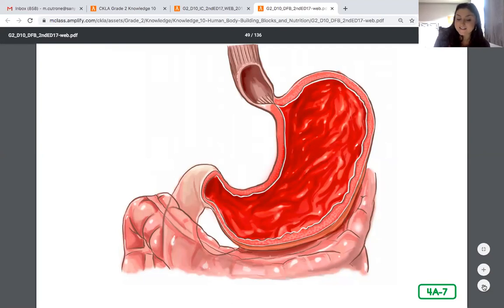The fourth type of body tissue, nervous tissue, is located in the stomach wall. It constantly sends signals to the brain and makes sure that all the other parts are working smoothly.